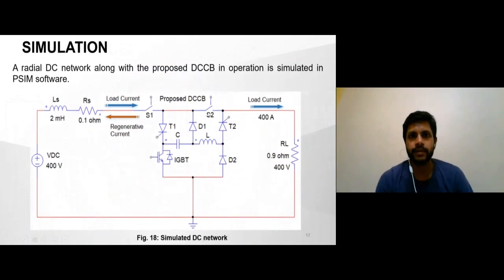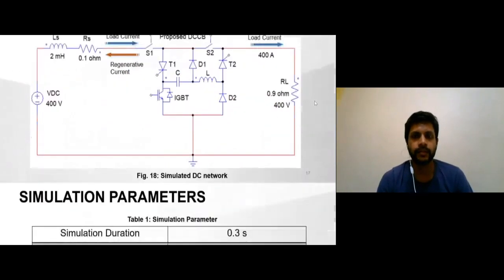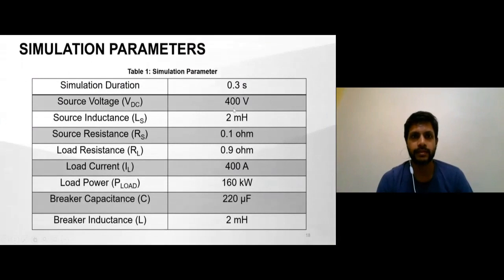We use the PSIM software for simulation. This is a simple radial network where this proposed DCCP has been applied, and the current breaking as well as regeneration operation was tested. These are the simulation parameters. The simulation was run for 0.3 seconds, and the source voltage was 400 volt, and these are the other parameters as well. The load current or the fault current was considered to be 400 ampere.